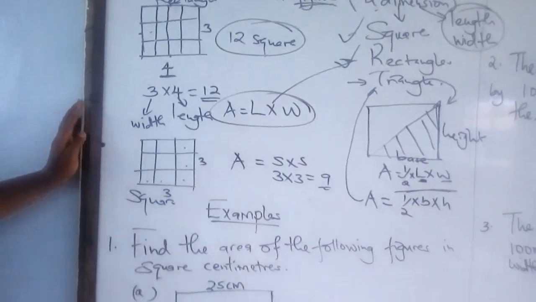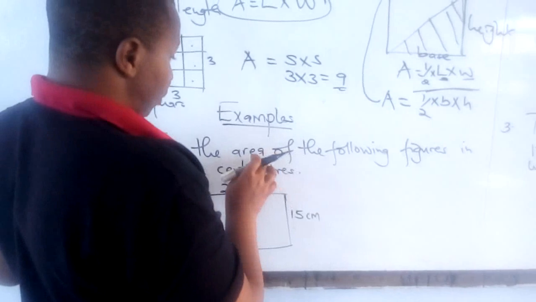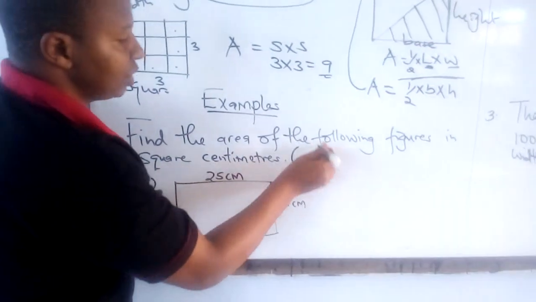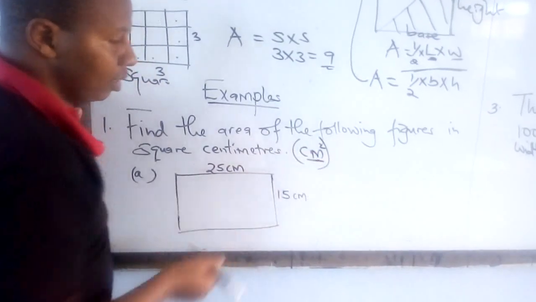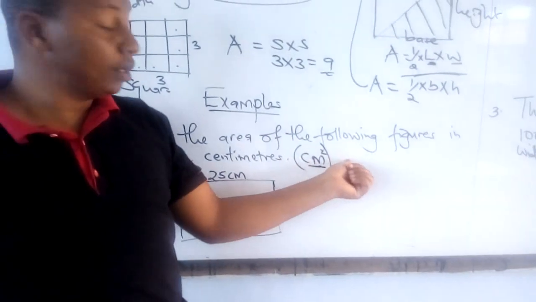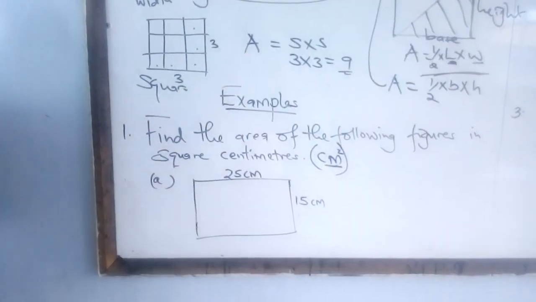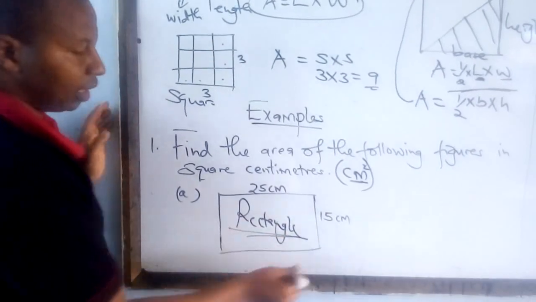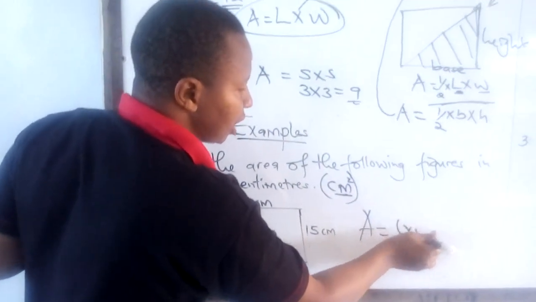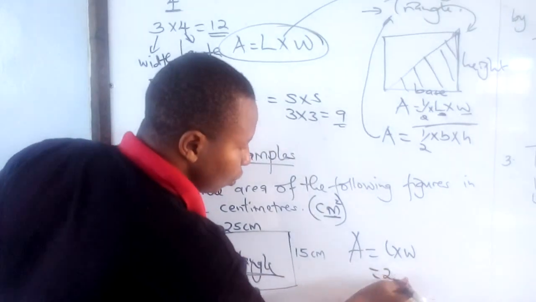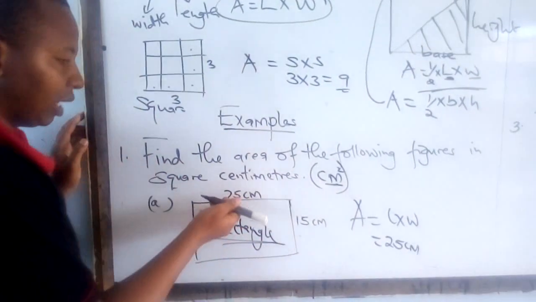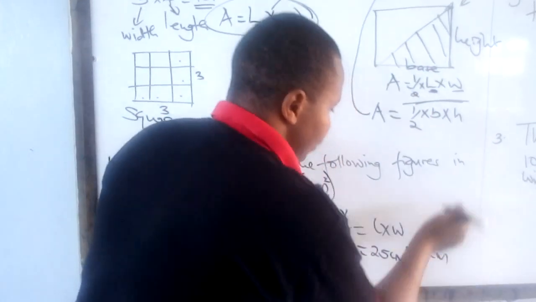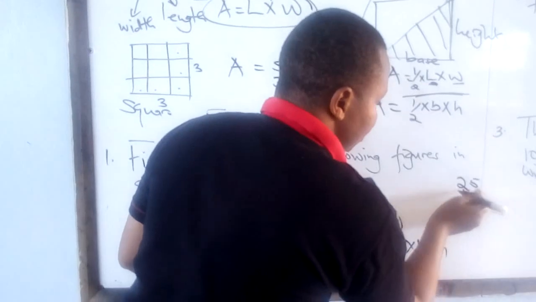So let's look at some examples. Find the area of the following figures in square centimeters. Square centimeters, this is how we write square centimeters. We don't say centimeter square, we say square centimeter. If you look at this one, it is a rectangle. So how do you get the area of a rectangle? Area is equal to length times width, which is equal to 25 centimeters, which is our length, times our width here, which is 15 centimeters. So let's multiply 25 times 15.